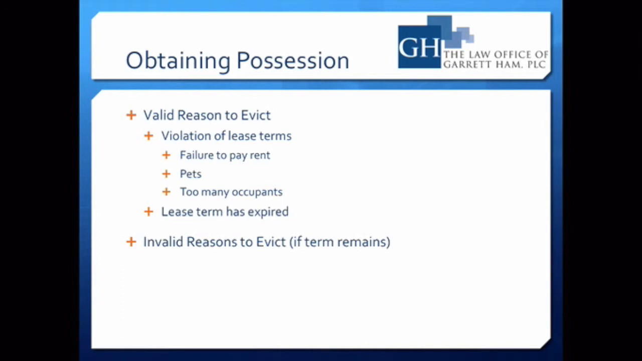There are, however, invalid reasons to evict, such as a simple dislike for the tenant or the landlord's desire to put a different tenant into the premises. These reasons are only invalid, however, if the tenant has remaining term. A landlord may replace or remove a tenant at his or her discretion for almost any reason once the lease term has expired. A major exception being that a landlord cannot remove a tenant on an unlawfully discriminatory basis, such as on account of the tenant's race or gender.